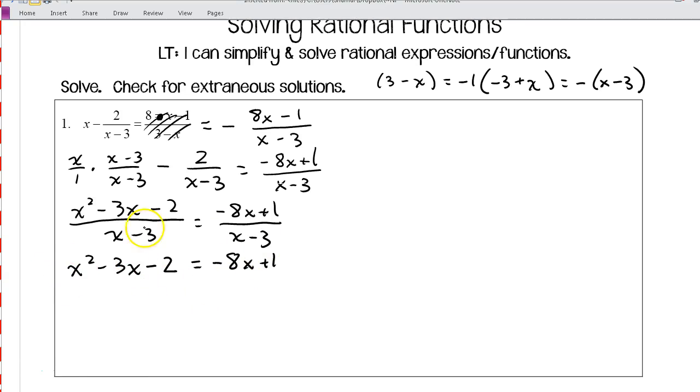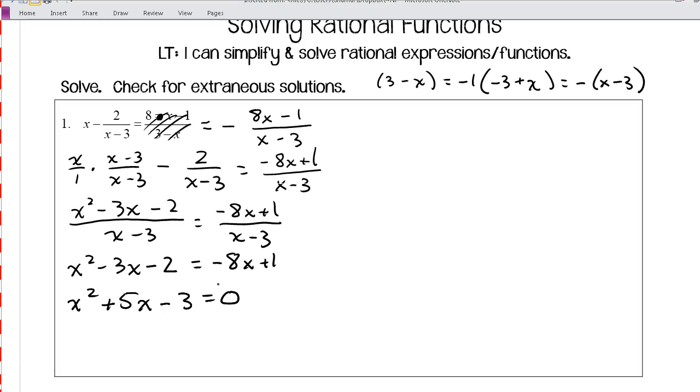Since I have a quadratic, I'm going to bring everything over to the left and set it equal to 0. So I've got x squared. I'm going to add 8x, so plus 8x here is going to be plus 5x. I'm going to subtract 1, so negative 2 minus 1 is minus 3. Set that equal to 0.